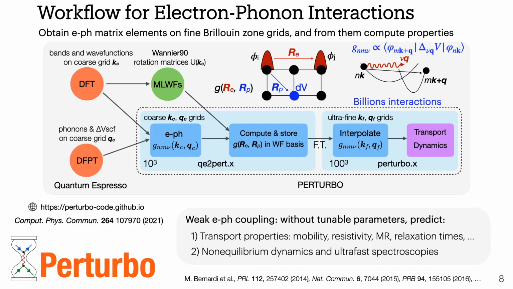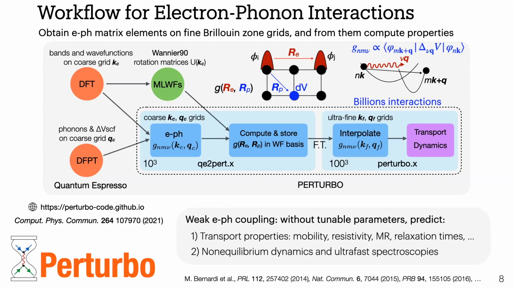So now you have formed the entire electron-phonon coupling matrix element on dense grids, and that typically comprises billions or trillions of these matrix elements. So that's the most time-consuming step in the entire workflow.